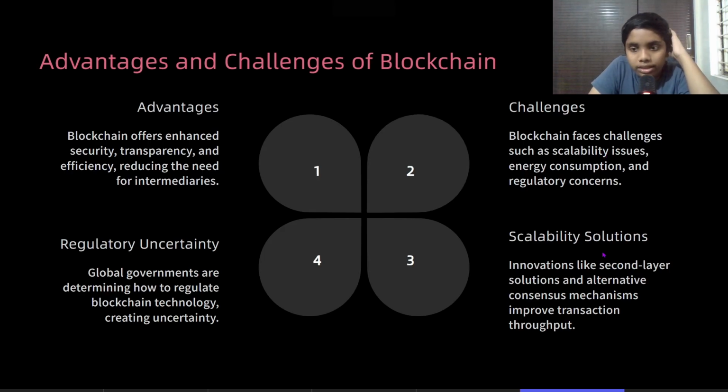And scalability solutions. There are new technologies such as proof of stake. These new technologies are much faster and cheaper than blockchain. So the solutions for these challenges, basically it's saying there are new technologies of blockchain or outside of blockchain which are much faster and better than blockchain.